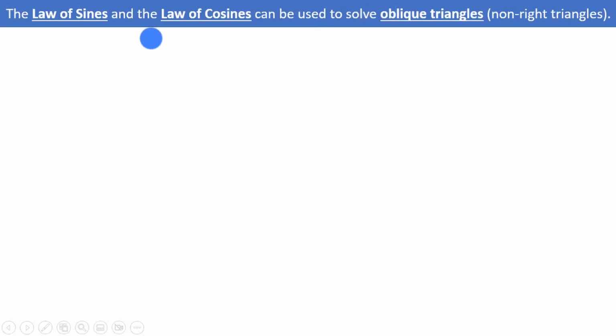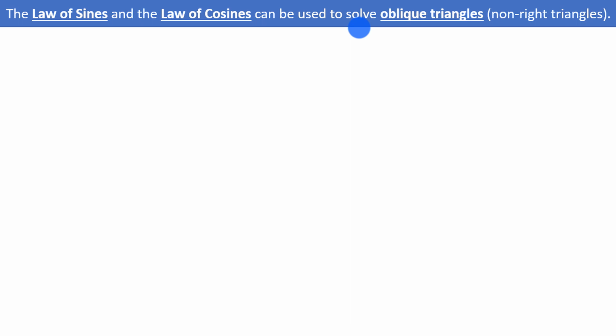Welcome, my friends. In this video, I will use the law of sines to solve non-right triangles. The law of sines and the law of cosines can be used to solve for oblique triangles, which is just another word for non-right triangles. Remember that to solve a triangle means to find all of the angles and all of the side lengths.